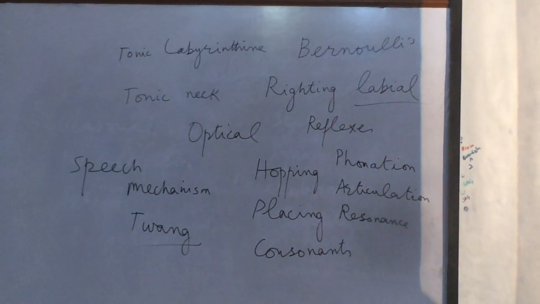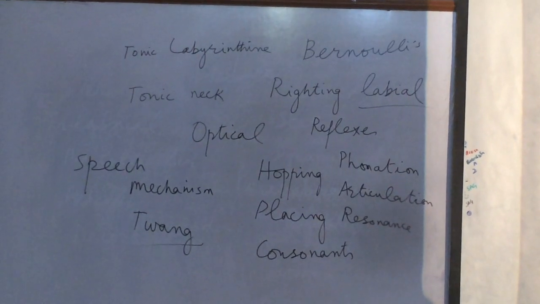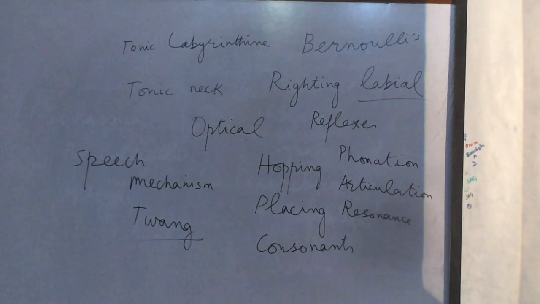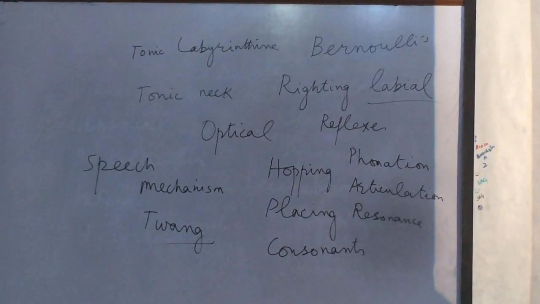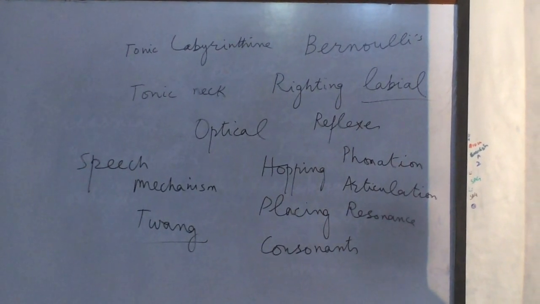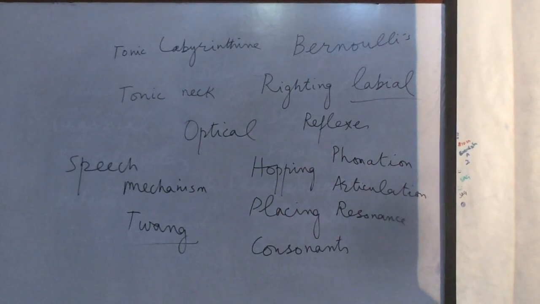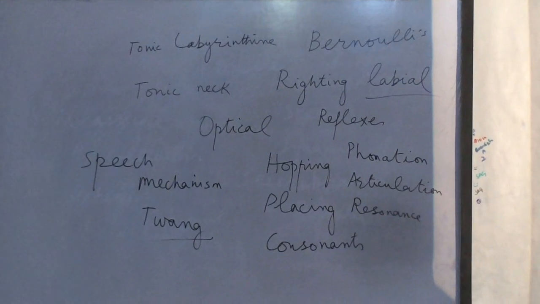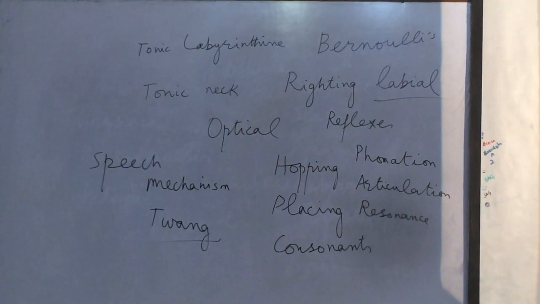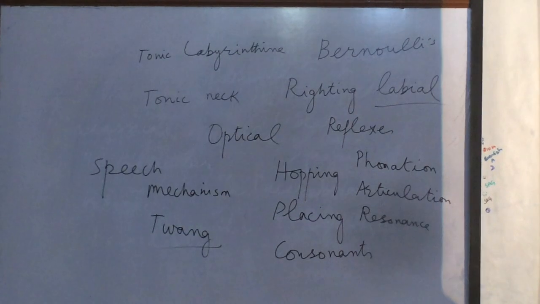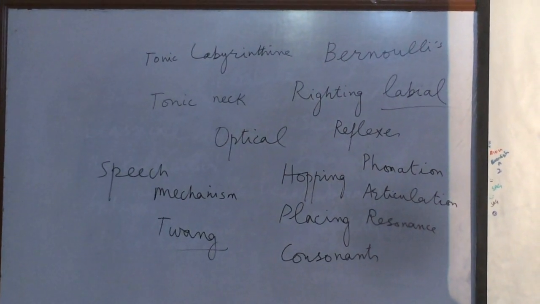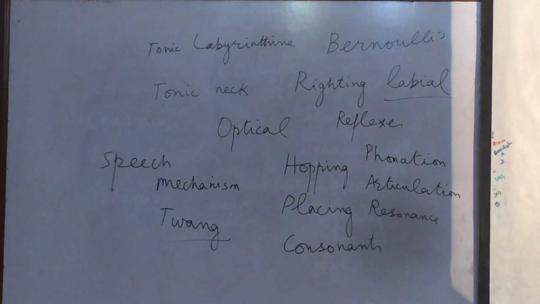So this was about the verbal speech, spoken speech mechanism, involving phonation, articulation, and resonance. In phonation, voice or sound is produced in the larynx, and then this sound is converted into words in articulation. The organs of articulation are lips, tongue, and soft palate. And then resonance is provided by the cavities or chambers.